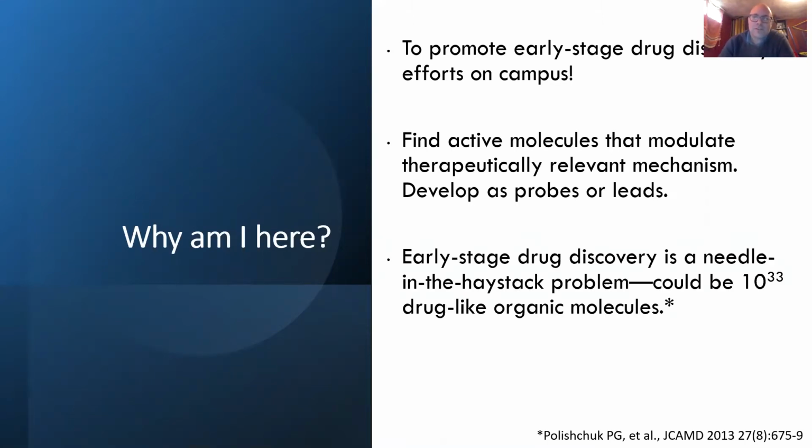Early stage drug discovery is really difficult. It's like a needle in the haystack problem or a very difficult optimization problem. And one of the issues is the drug-like chemical space is huge. There's like 10 to the 33 theoretically feasible drug-like organic molecules. It could be as high as 10 to the 60. And so it's really difficult to search all of that space to find actives. And we're nowhere near that.